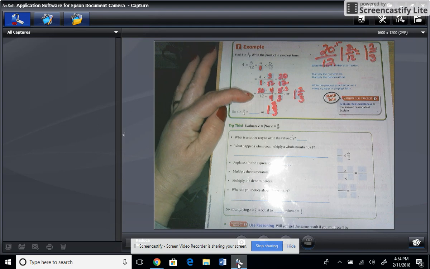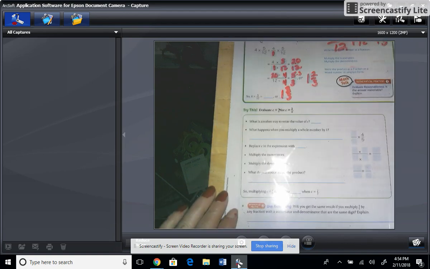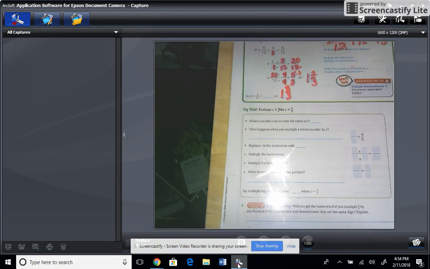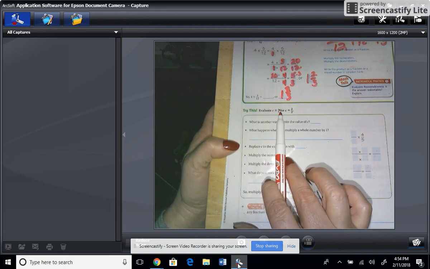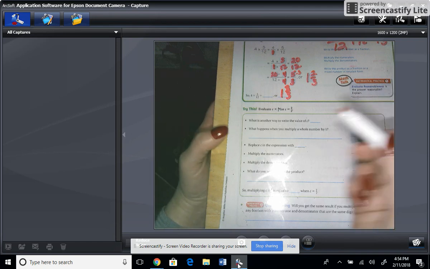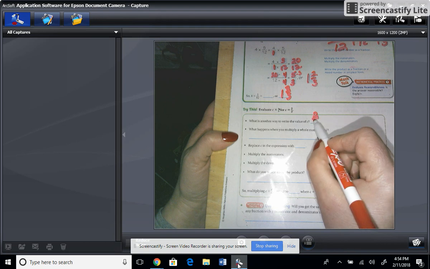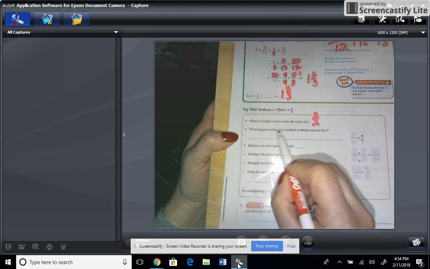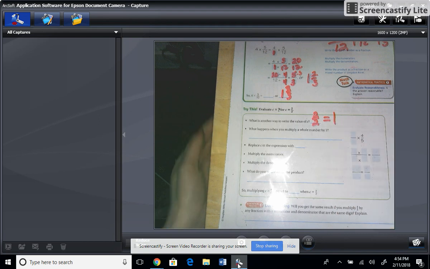All right, so here they say, let's evaluate C times 4/5 for C. That means C equals 2 over 2. So what's another way to write the value of C? 2 over 2. What happens when you multiply by 2 over 2? Well, we know that's equivalent to 1 whole, right? So what happens when we multiply a number by a whole? It's the same number. That's that identity property.